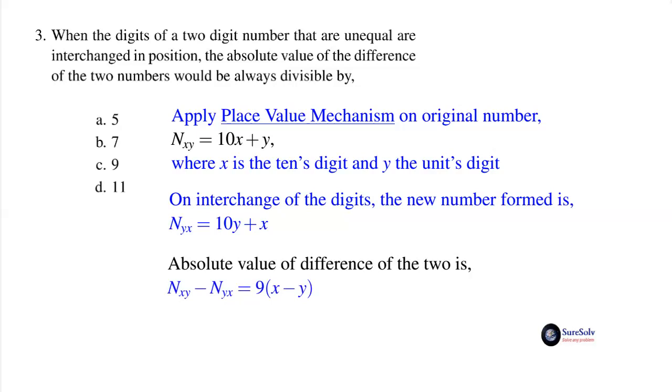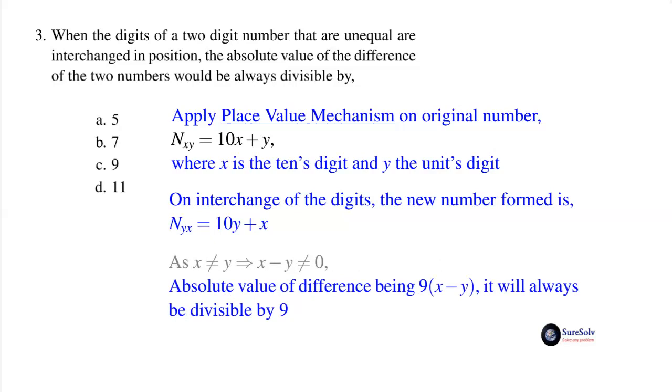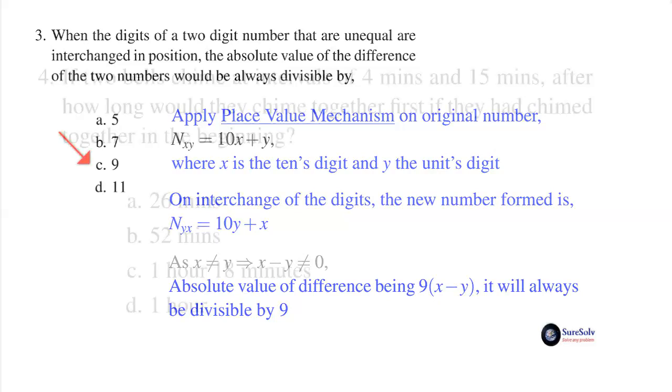Absolute value of the difference of the two is nxy minus nyx equal to 9 times x minus y. As x is not equal to y, x minus y is not equal to 0. So, absolute value of the difference will always be divisible by 9. Answer is option C, 9. Fourth question now.